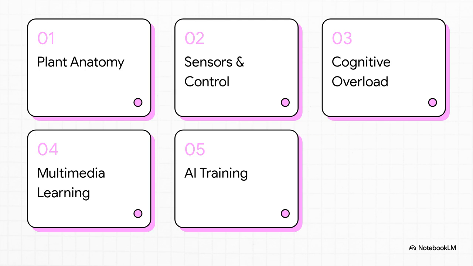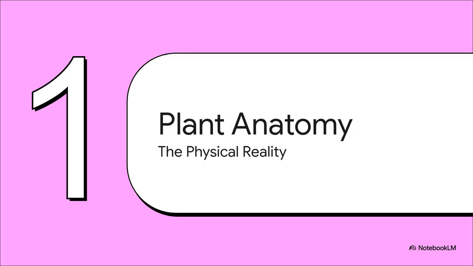Here is our roadmap for today. We're looking at 1. Anatomy of a chemical plant. 2. Heat, sensors, and control. 3. Managing cognitive overload. 4. Principles of multimedia learning. And finally, 5. AI-powered training solutions. All right, kicking things off with Section 1, Anatomy of a Chemical Plant, the physical reality.